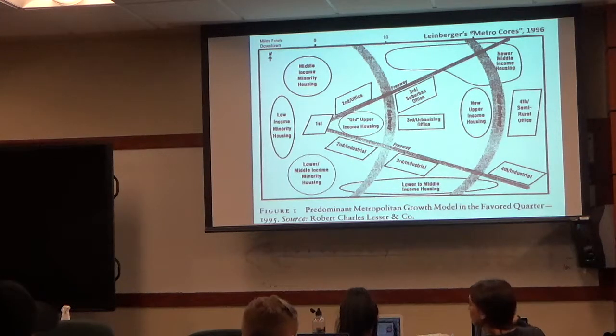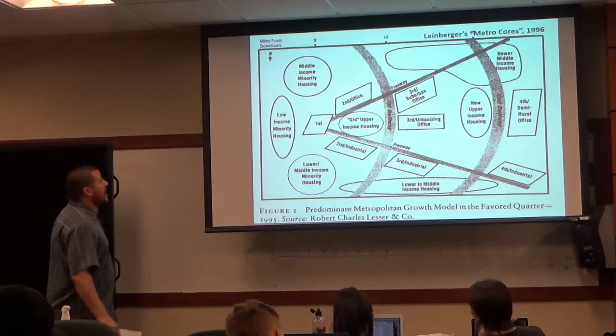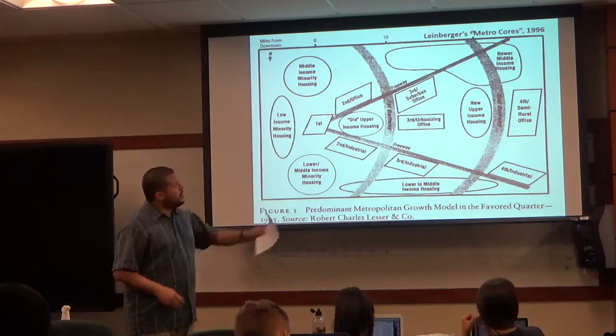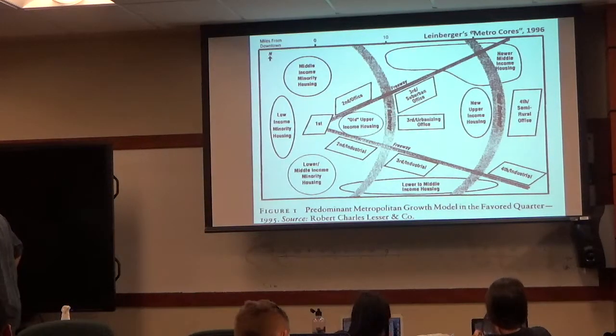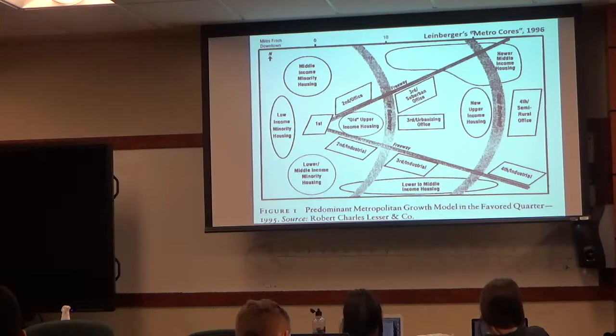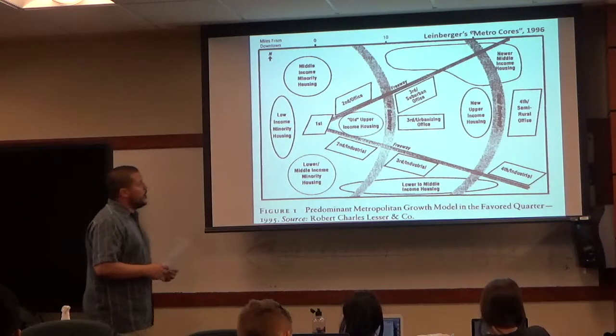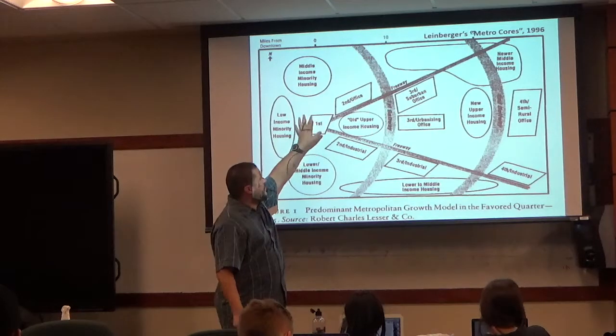Not going to sketch this, I'm going to tell you the story of that. So, there's this guy called Leinberger. Leinberger's metro cores. He wrote a few very, very cool articles and argued that there's a metropolitan development trend of the late 90s. And saying, well, if we look at the trends on pricing and uses, we have different metro cores.